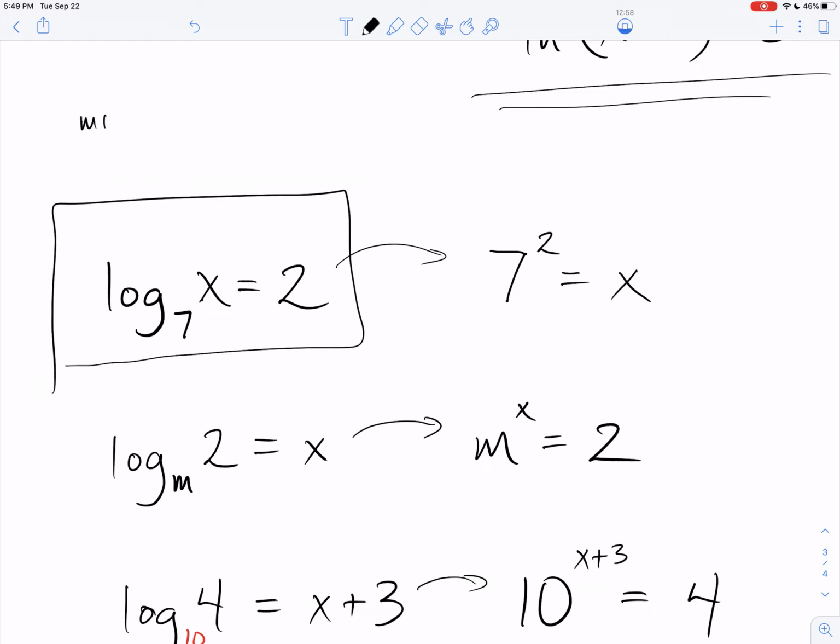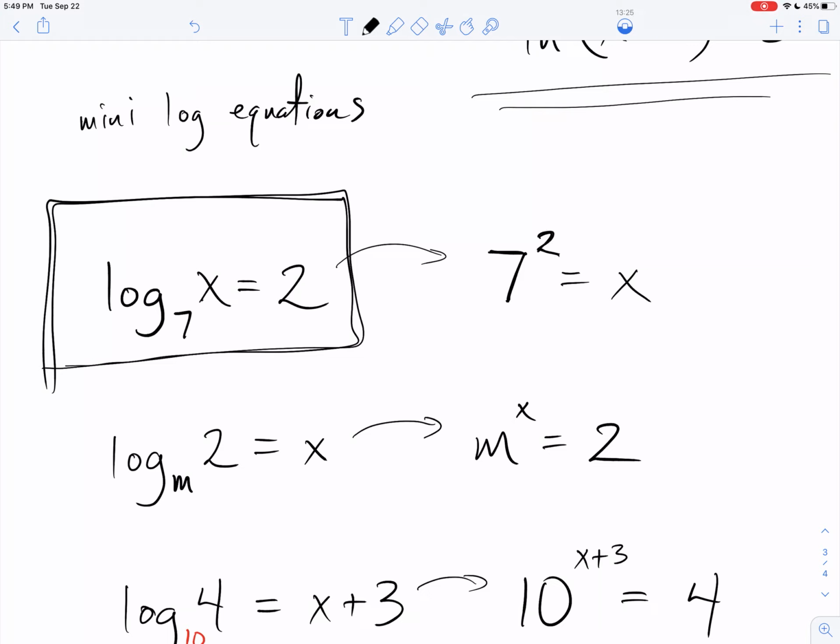In my book, I call these miniature, mini log equations. Sometimes they give us something that looks like this. And I go, what the heck? I don't know what x is. I have no idea what x would be. But guess what? If you rewrite it, the base stays the base. You get 7. The other two flip-flop: 7 squared equals x.